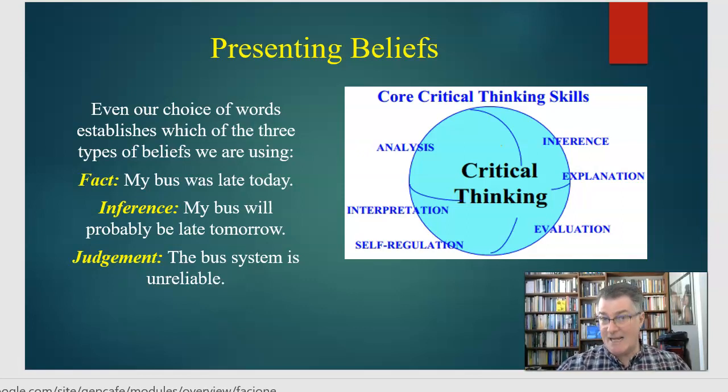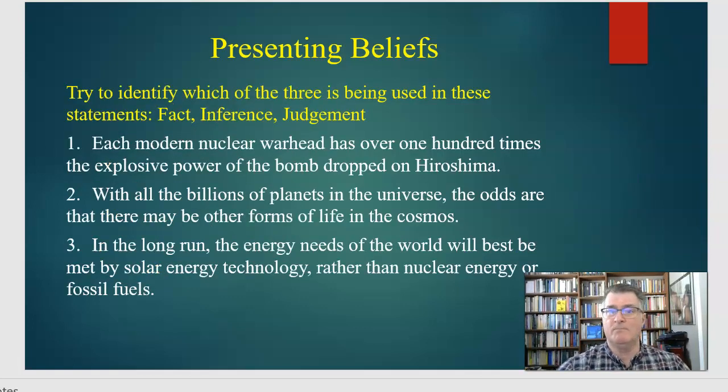Now, if you were going to pass a judgment like that, you would have to back it up with a whole range of other things, other verifiable statements, other factual statements. I've heard other people say the same thing. Half the buses that we have during the week are never available on the weekends, or especially Sundays, etc., etc. Those are factual statements, but together they allow you to make a judgment. The bus system is unreliable.